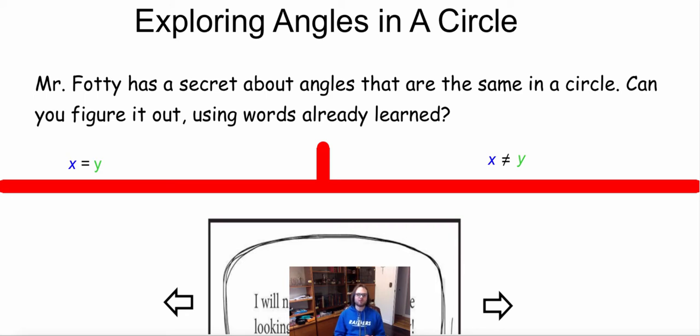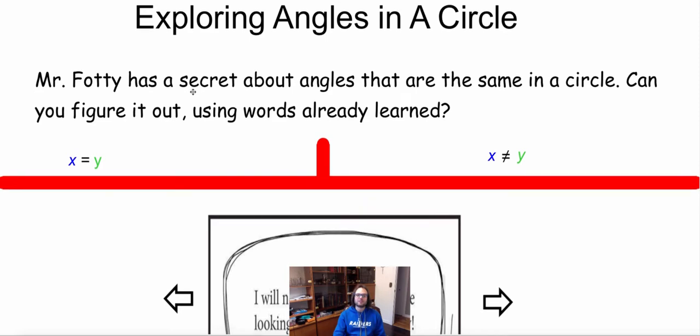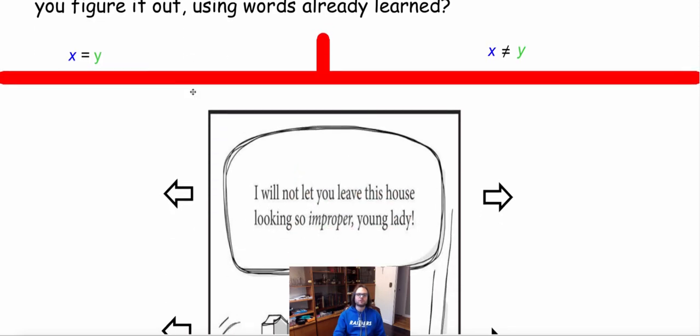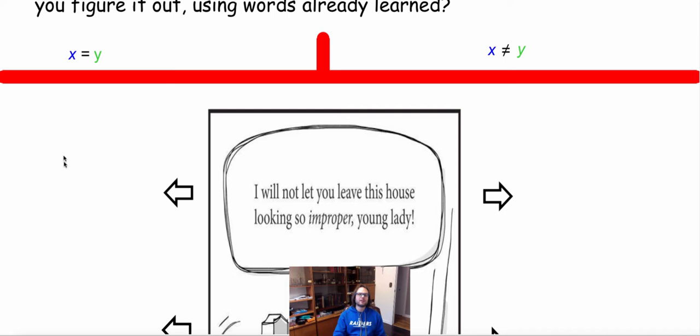So let's look at our first exploratory here. It says Mr. Foti has a secret about the angles that are the same in a circle. Can you figure it out using the words that we've already learned? So using definitions we already learned, I want you to see if you can figure out what my secret is here. So first of all, on this side, over here, we have where x is equal to y. And my examples on the other side are when x is not equal to y. So let's take a look at my first example.